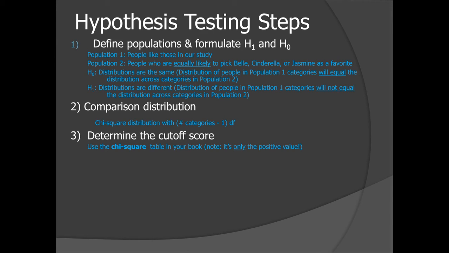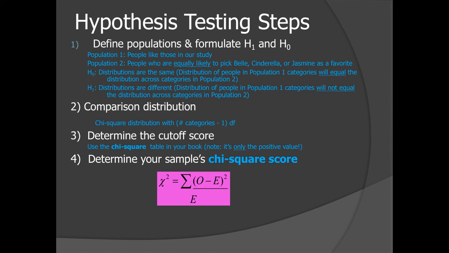When you look at this table, you will also notice that these are only positive. The chi-square distribution is always positive, so you never have to worry about if it's a one or two-tailed test, nor do you have to do plus or minus values. It's always positive. Step 4, we're going to determine our sample's chi-square score, so compare our observed to our expected using this formula, and then decide whether or not to reject the null hypothesis.